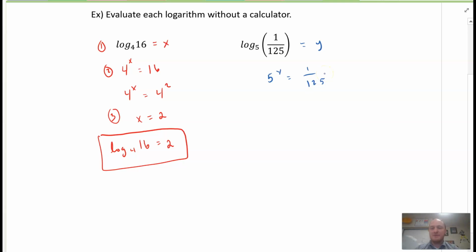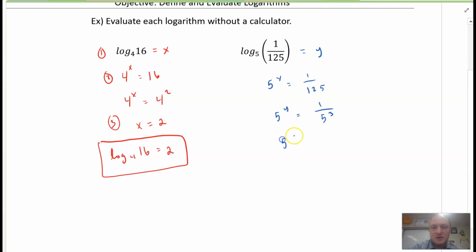Okay, now I have to make both sides the same base. So just look at both sides and say, okay, what base family could I utilize? And hopefully 5 comes to your mind. 5 to the power of y is equal to 1 over 5 to the power of 3. Now, I want the 5 to be in the numerator. I want a base 5. So I'll use my negative exponent property.